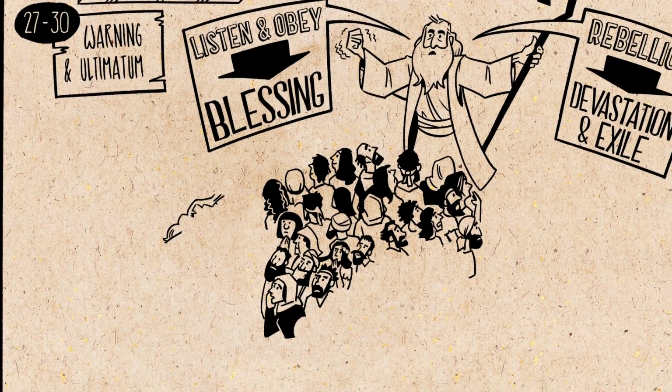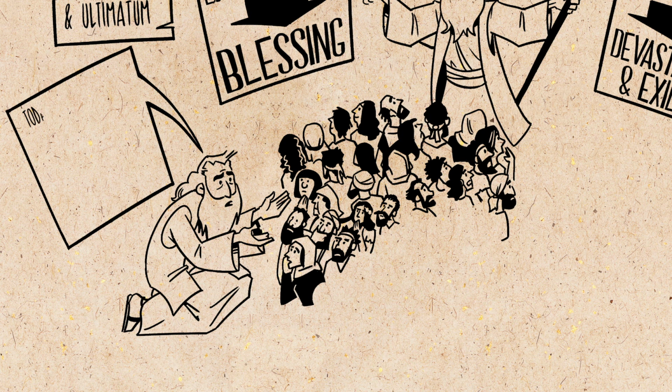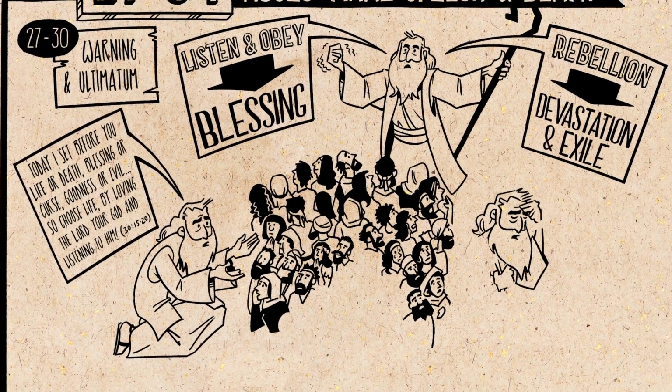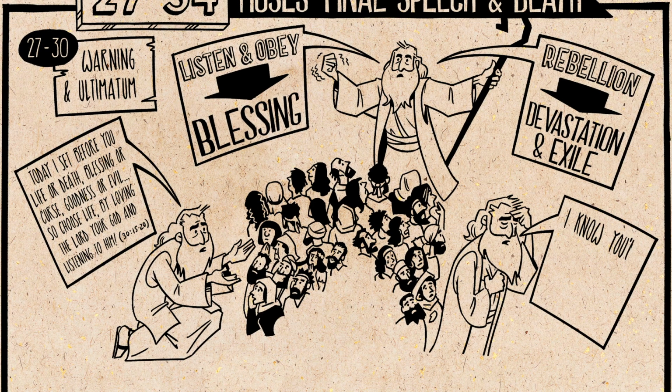And then Moses forces a decision. He says, "Today I set before you all life or death, blessing or curse, goodness or evil. So choose life by loving the Lord your God and listening to him." But then Moses says this. He says, "I know that after I die, you're going to rebel and turn away from God and end up in exile." Which is kind of a downer.